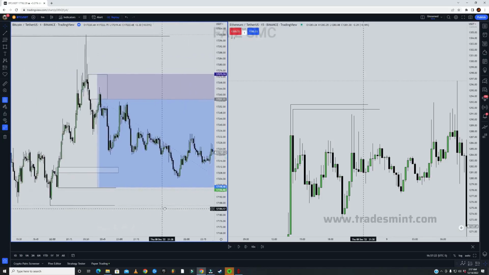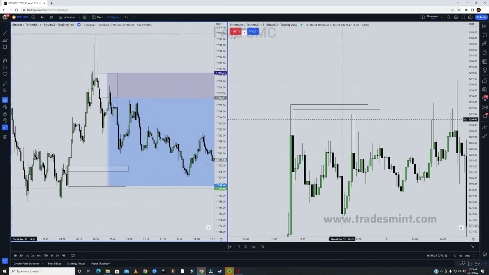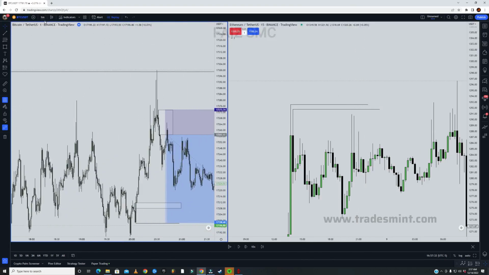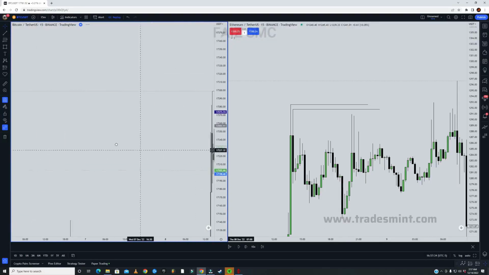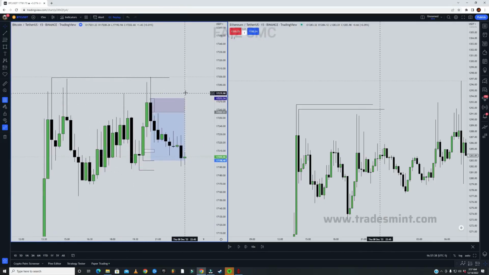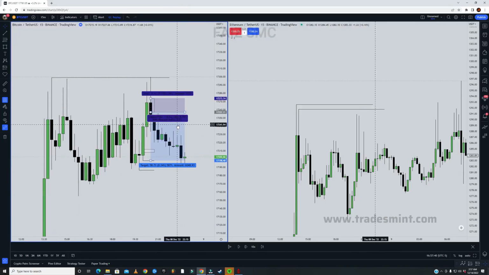So look at the power of this thing. You knew that your short-term bias is bearish because of the SMT divergence, and due to that, you managed to win this trade. It's really that simple. This is a very, very powerful tool that you can use.